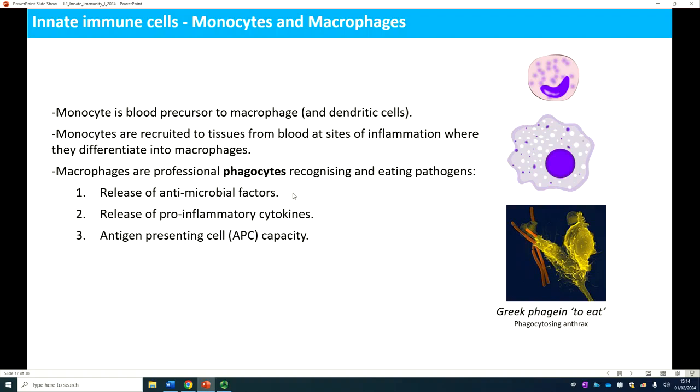And they also play a really important role in releasing antimicrobial factors, but also releasing pro-inflammatory cytokines, so they build on that inflammatory response. And again, they have this antigen-presenting capacity.